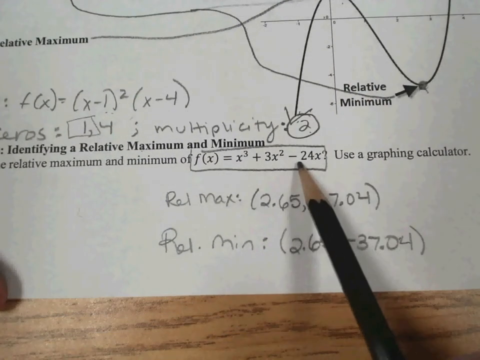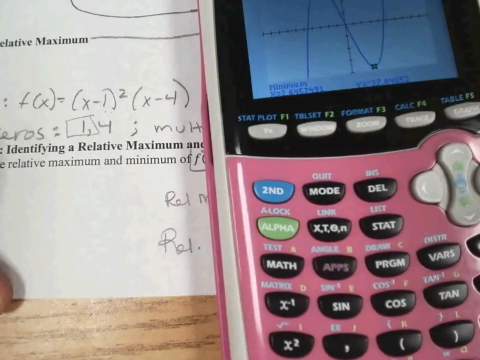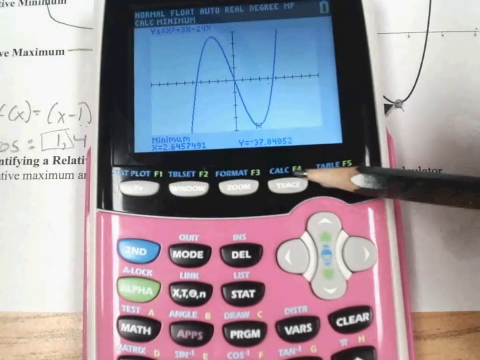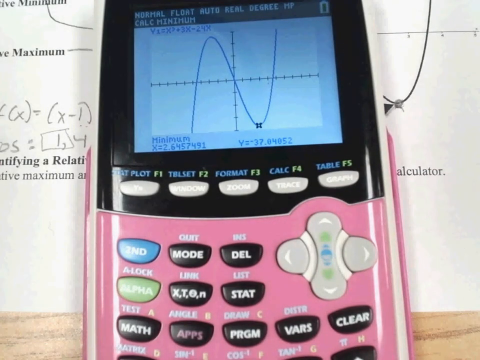Then we talked about relative minimums and relative maximums, which we used our graphing calculator and our calculate function.